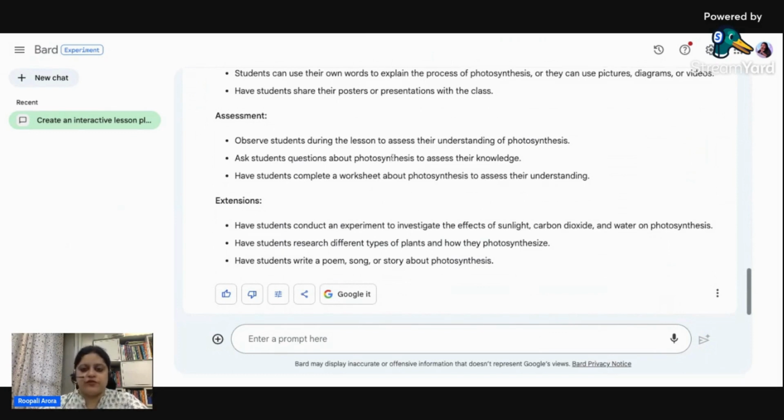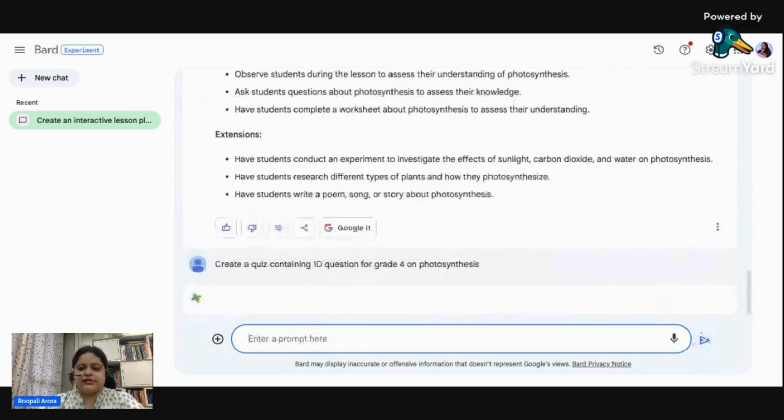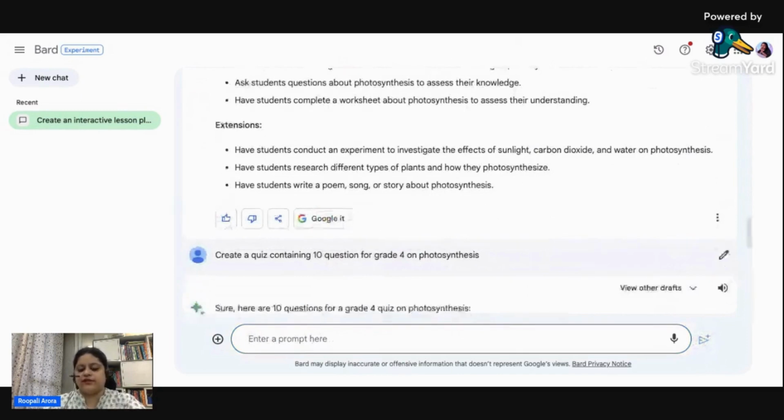So that's one way of using Bard: how we can use it for creating interactive lesson plans. Next, we will see how to create a quiz. So we say: create a quiz containing 10 questions for grade 4 on photosynthesis. Within a few seconds, we will see that Bard will give us 10 questions for grade 4 level.